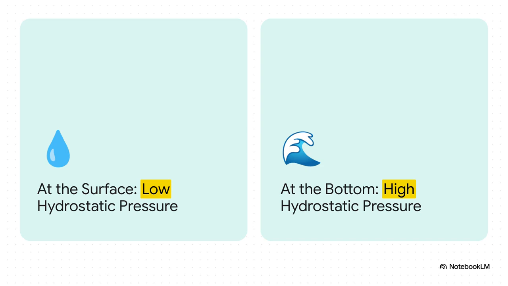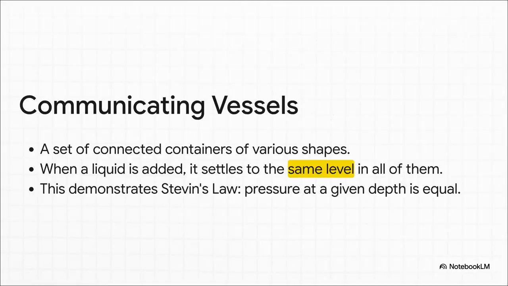So pressure is low at the surface, and it gets higher and higher the deeper you go. And this law leads to this really cool, kind of weird visual magic trick called communicating vessels. If you take a bunch of containers, all different shapes and sizes, and connect them at the bottom, when you pour water in, it will settle at the exact same height in every single one. It looks strange, but it has to happen. Stevin's law demands it. For the pressure to be equal at any given depth across all the tubes, the height of the water above has to be identical.